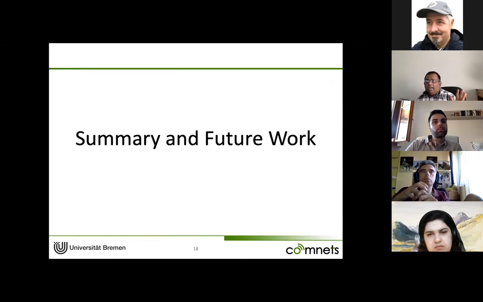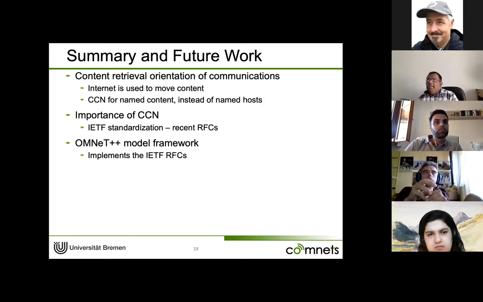So I want to summarize the work now. What we did, we began with saying why CCN is important, because networks have gone in the direction of moving content rather than the way that it was originally meant for. So it's all about content back and forth, right? CCN has this concept of naming data, naming content, instead of what we have in current networks, named hosts.